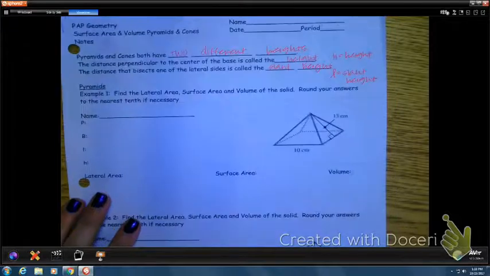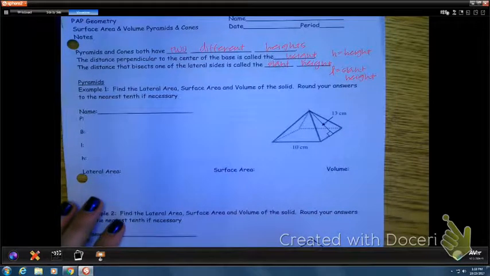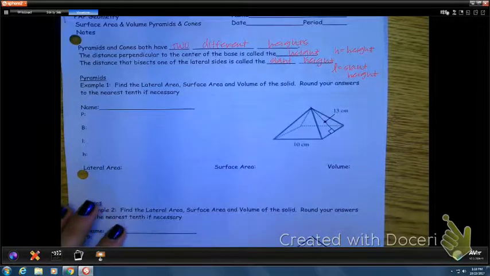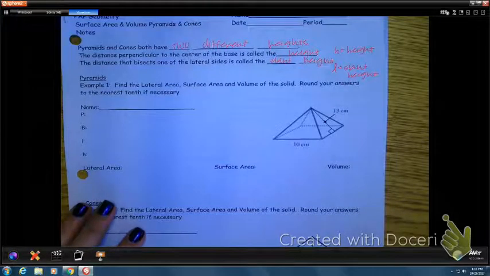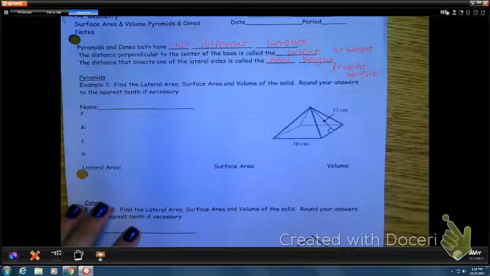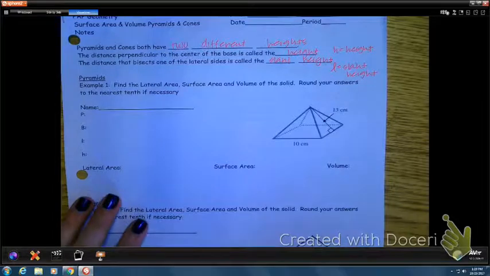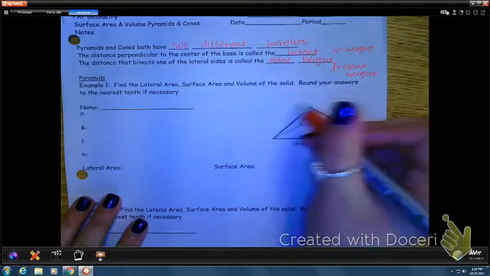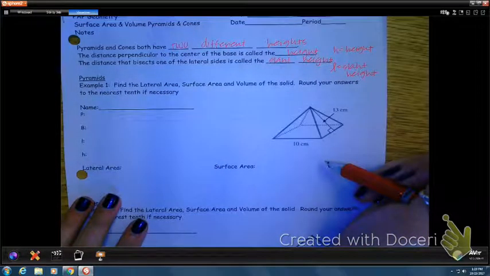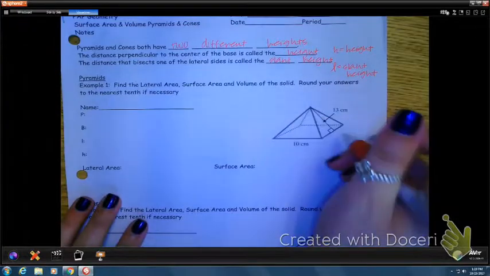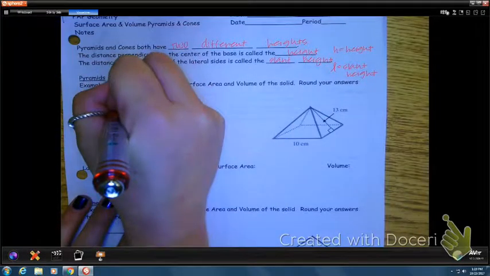Okay, so we're going to look at a few examples. Example 1. Find the lateral area, surface area, and volume of the pyramid. Round your answers to the nearest tenth if possible. So first it wants us to name what shape we have here. The shape that we have here is what we call a pyramid.